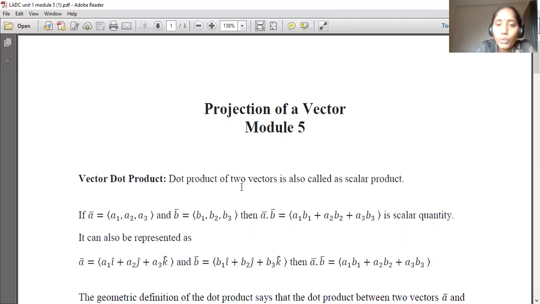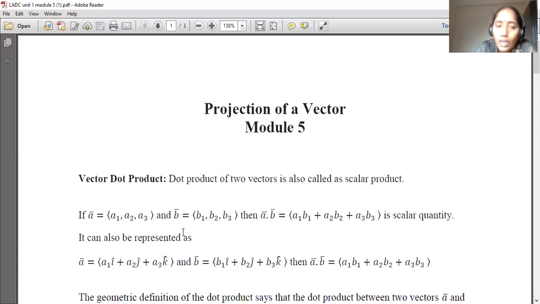The dot product of two vectors is also called the scalar product. If a bar is equal to a1, a2, a3 and b bar is equal to b1, b2, b3, then a bar dot b bar is defined as a1 b1 plus a2 b2 plus a3 b3, which is a scalar quantity. Here we multiply a1 into b1 plus a2 into b2 plus a3 into b3.